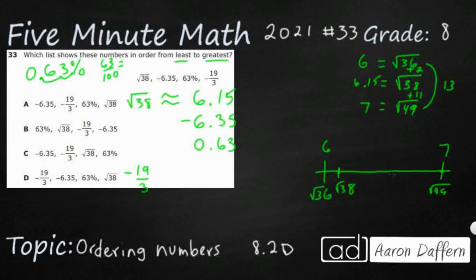Now we've got our negative 19 thirds, right? And we can figure out what that is. So remember, we divide. We take our denominator and divide it into our numerator. Let's just ignore the negative right now. We'll go ahead and put that in our answer because we know that is going to be there. And we'll just divide 3 into 19. So 3 goes into 19 6 times, of course.